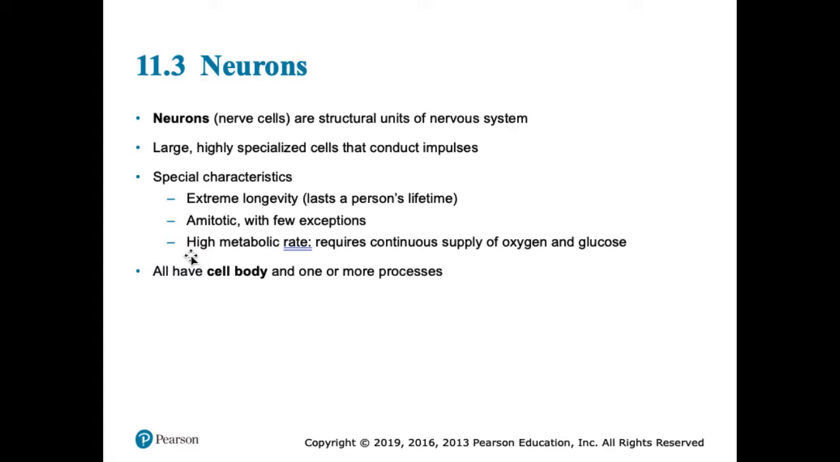They're amitotic, with few exceptions, and they have a high metabolic rate, which requires a continuous supply of oxygen and glucose. And in fact, the majority of the oxygen and glucose that you have in your body basically is utilized by the brain and the nervous system. All have a cell body and at least one or more processes.